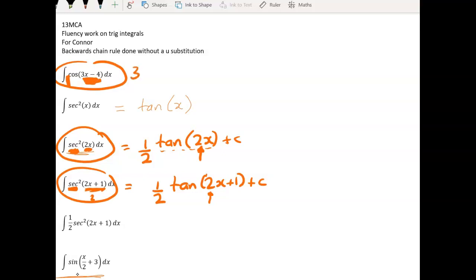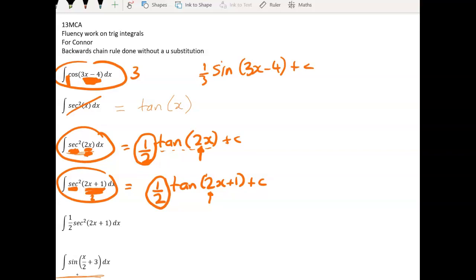So I ended up having as my answer 1/3 sine of 3x minus 4 plus c. Right, this one was the easy one. And here, the derivative of 2x is 2, so I end up with 1/2 here. And the same thing here, the derivative of 2x plus 1 is 2, so I end up having to multiply by 1/2. So that's the basic pattern that we're looking for.